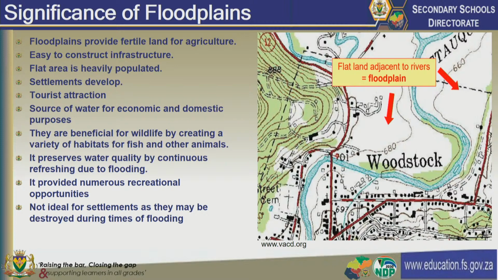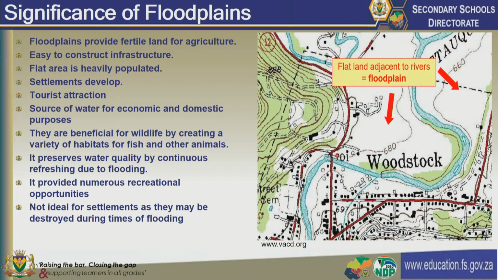Now, what's the importance of these floodplains? The most important thing, they provide fertile land for agriculture. I think, grade 12, it's simple, because we said as deposition occurs, most of the material that is not hard, soft material, light material, is deposited further away from the river. So it's easier for people to come and irrigate there. Easy to construct infrastructure along this area.